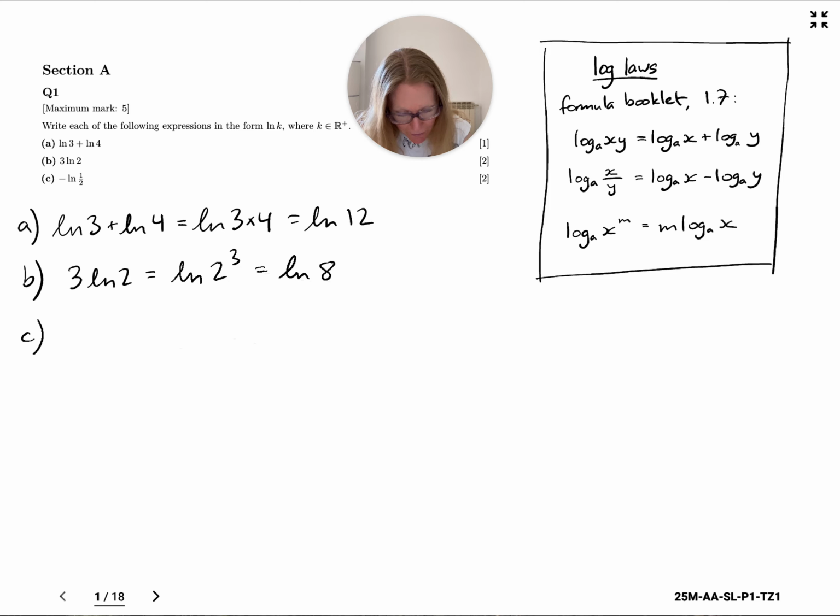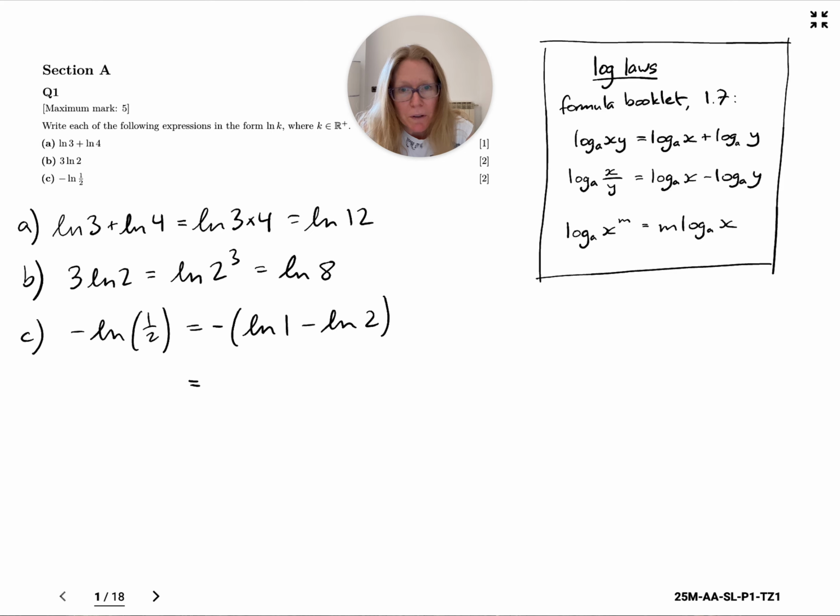Okay, and finally the third one, C, is negative ln of a half, and using the log law with divide, you can see that the log of 1 over 2 is going to be the same as ln 1 minus ln 2, and ln of 1 is just equal to 0 because e to the power of 0 is equal to 1, so we just get negative ln 2, which is ln 2, and that's it.